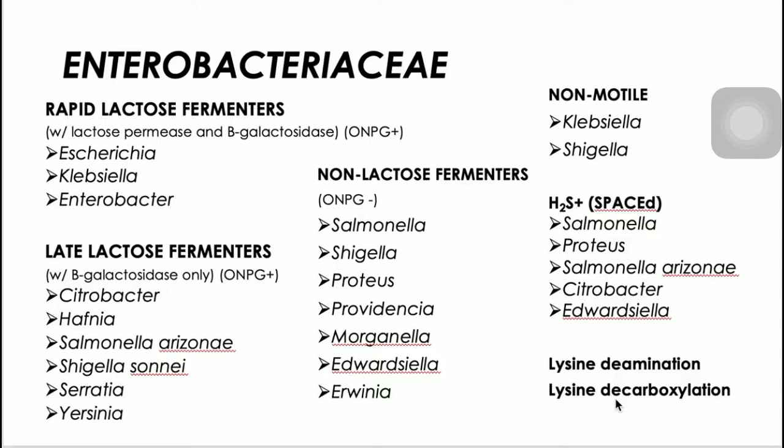There are many lysine decarboxylase positive organisms, but what I want you to take note of is Salmonella. Salmonella is known to be lysine decarboxylase positive. This is one of the important ways to differentiate it from Citrobacter, because Citrobacter is lysine decarboxylase negative while Salmonella is lysine decarboxylase positive. Okay. Another way to differentiate them is based on lactose fermentation. Salmonella is a non-lactose fermenter, so it is ONPG negative. While Citrobacter is a late lactose fermenter, so it is ONPG positive. Okay, so again, that's for lysine deamination and lysine decarboxylation and to differentiate Salmonella from Citrobacter.